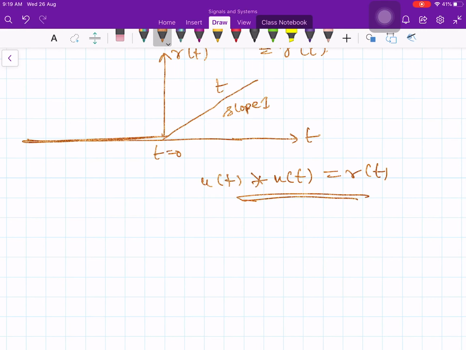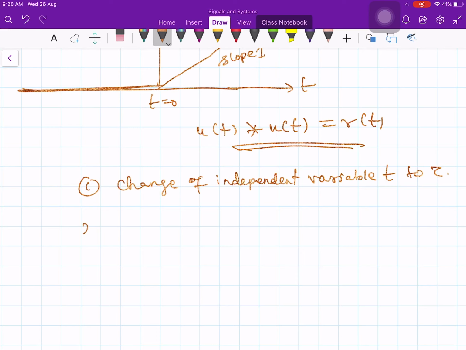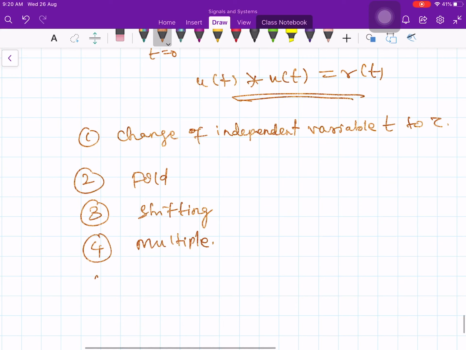So, let me summarize the keywords again. First is change of independent variable, t to tau, because the result is going to be in terms of the function of t. That is why we are introducing dummy variables in the integration. The second step is the fold operation. The third step is shifting to the left or shifting to the right and so on. The fourth step is to multiply the two functions, and the fifth step is to carry out the integration. That's all. Very simple operations, but you should do them very carefully.